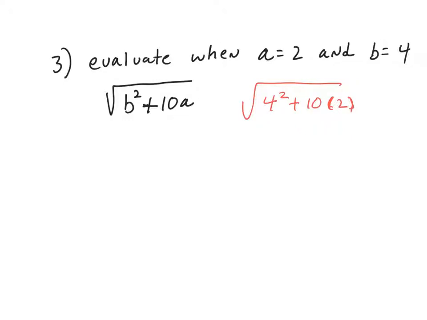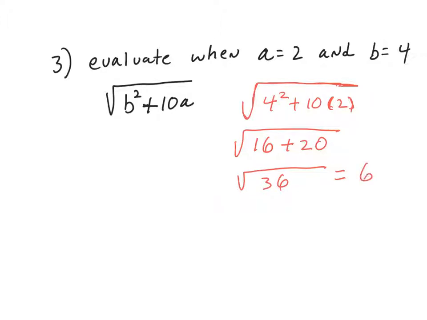And then this symbol, this square root symbol, is called a radical. And what you do is you treat it like it's parentheses. So everything underneath the radical we're going to do first, and then we do the square root. So we're going to do 4 squared, which is 16, and then 10 times 2, which is 20. And then we do the addition. So 16 plus 20 is 36. And we know from the previous question that the square root of 36 is 6.